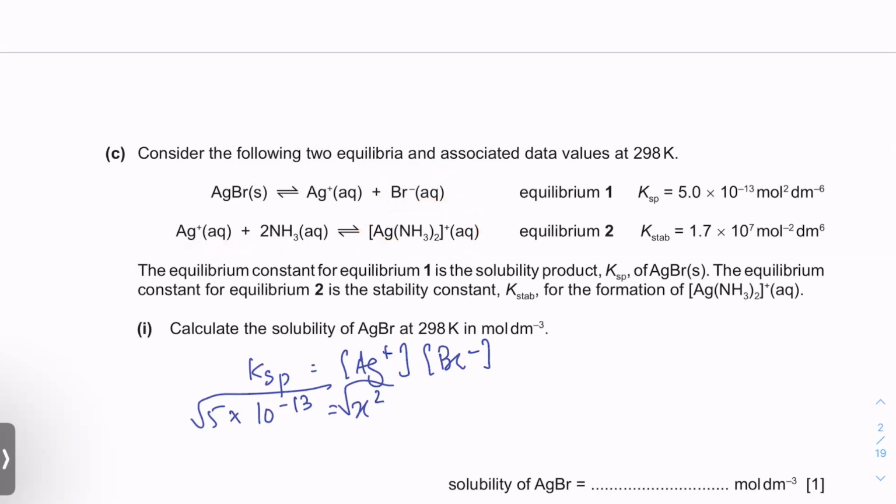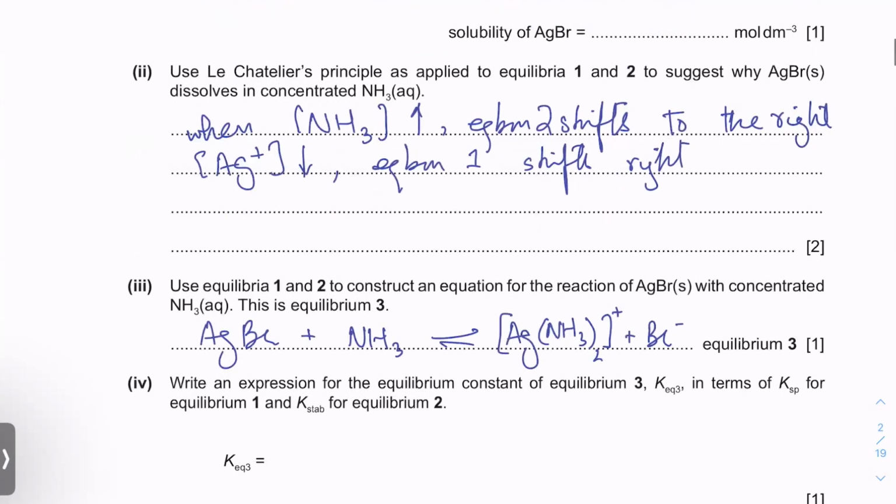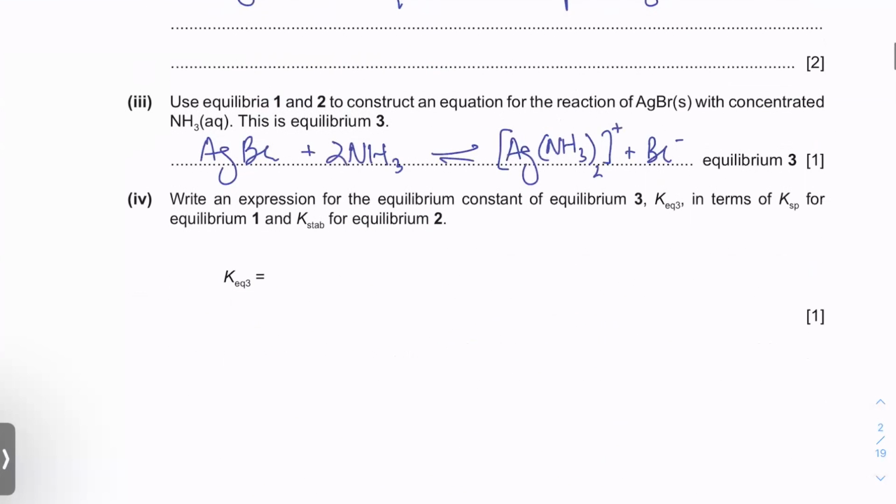So we are going to start with AgBr. We are going to add ammonia to this. It's going to form Ag plus with two ammonia था ना, linear है, and bromide ion. Let me see. Yeah, that's it.